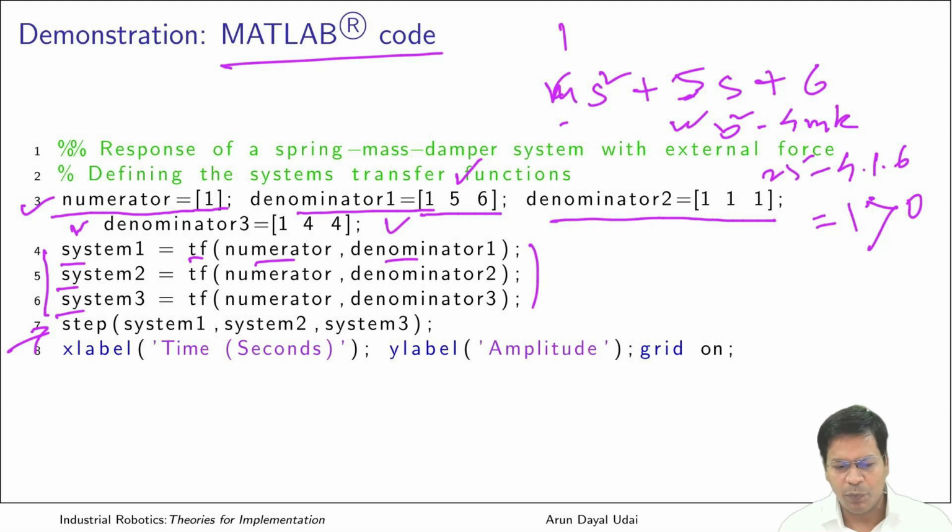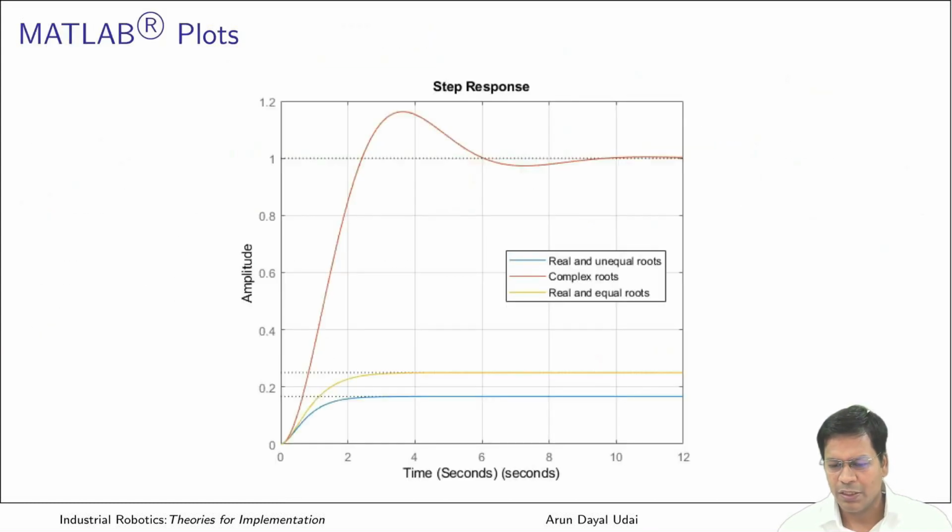So for the step input, system 1, 2 and 3 are plotted here. So let me just see, it is something like this. You have a system with real and unequal roots, so that is coming here. This is an overdamped system. And next one is real and equal root, that is your critically damped system that comes here.